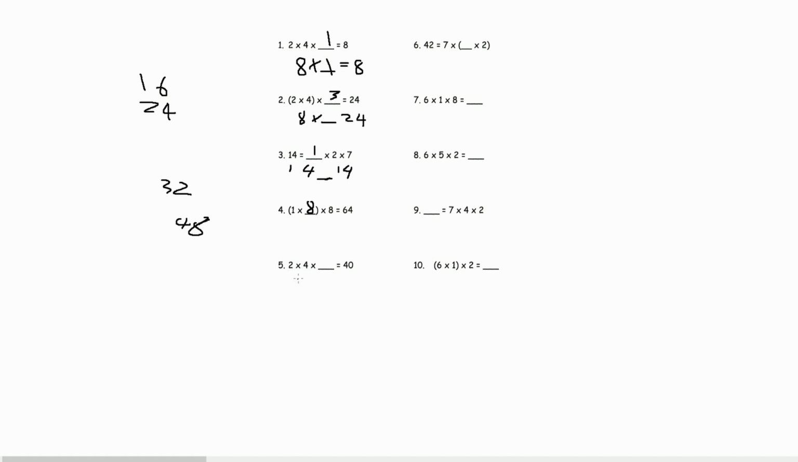And 2 times 4 is 8, and then 8 times something is 40. Let's try 8 times 4. 8 times 4 is 32. That's just 8 difference, so we know that it's going to be 5.